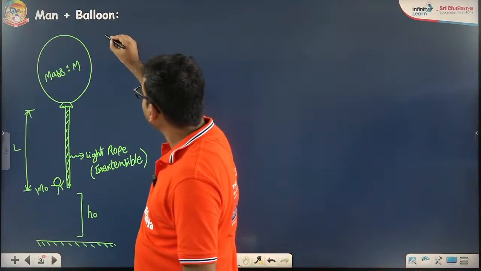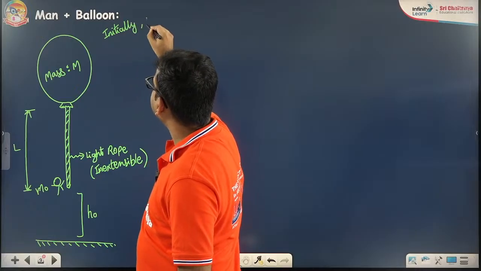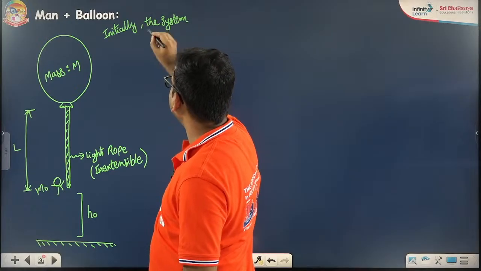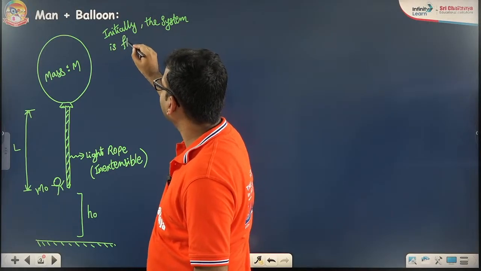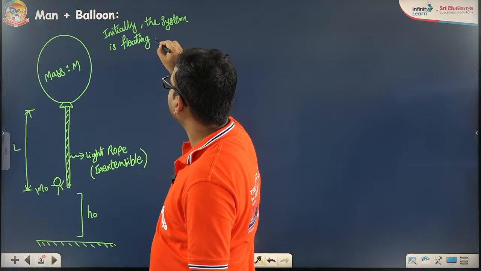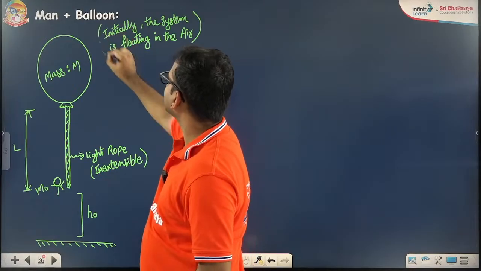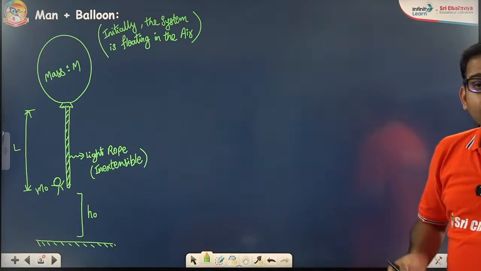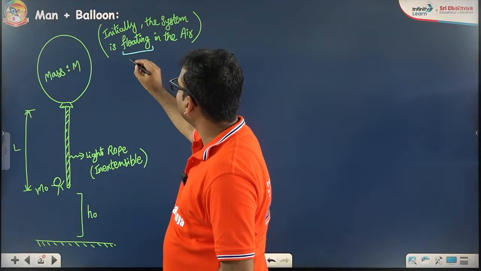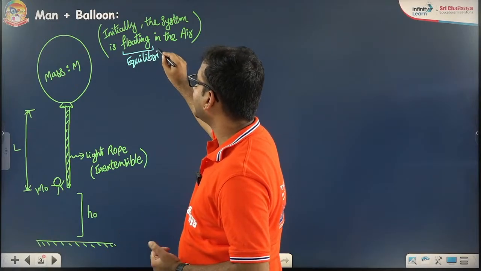And initially, the system, man plus balloon, is floating in the air. That is the situation. Initially, the system is floating in the air. How is it possible, sir? Floating means we are talking about equilibrium. Floating condition is basically an equilibrium condition.